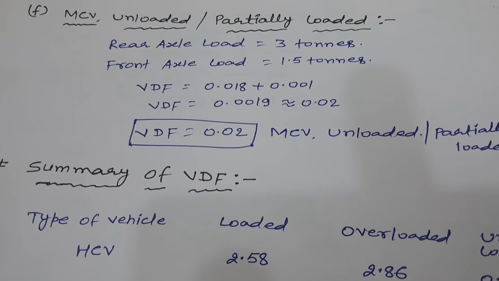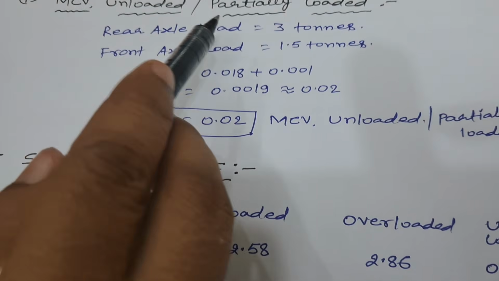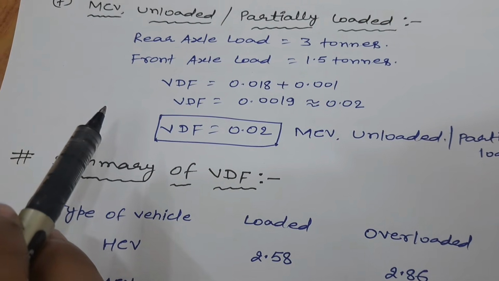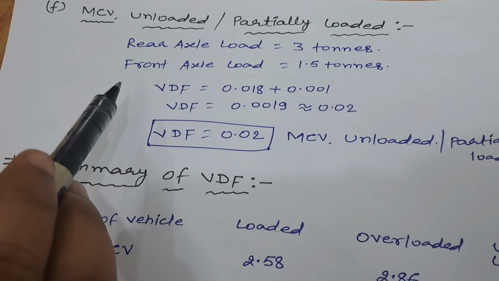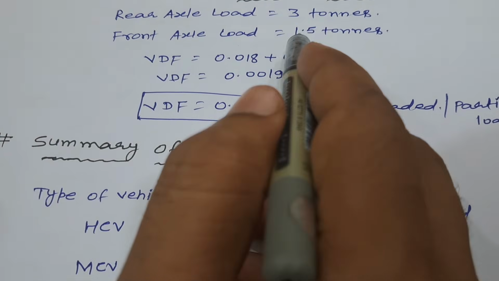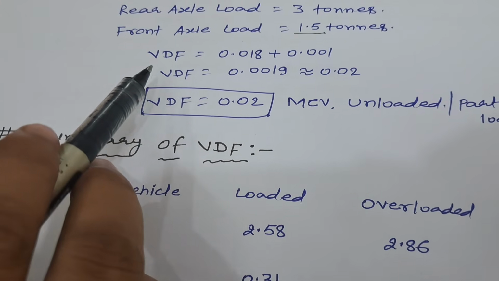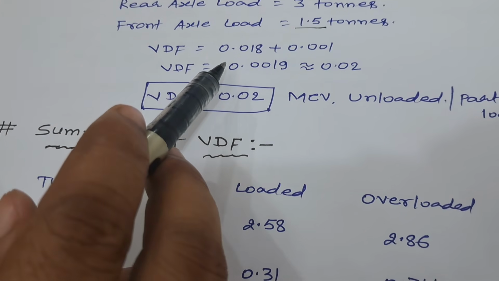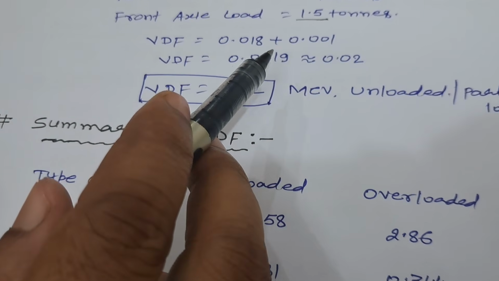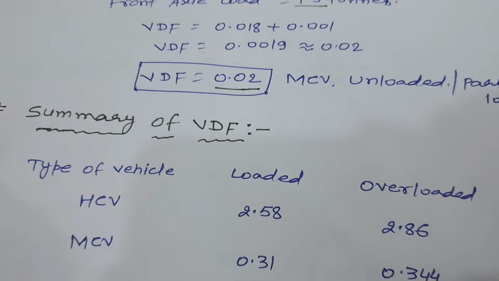Next condition is MCV, medium commercial vehicle, with unloaded or partially loaded. In this case, IRC considers rear axle load is 3 ton, whereas front axle load is 1.5 ton. If you find VDF for 3 tons and 1.5 tons, it comes 0.018 plus 0.011. So it is 0.02.